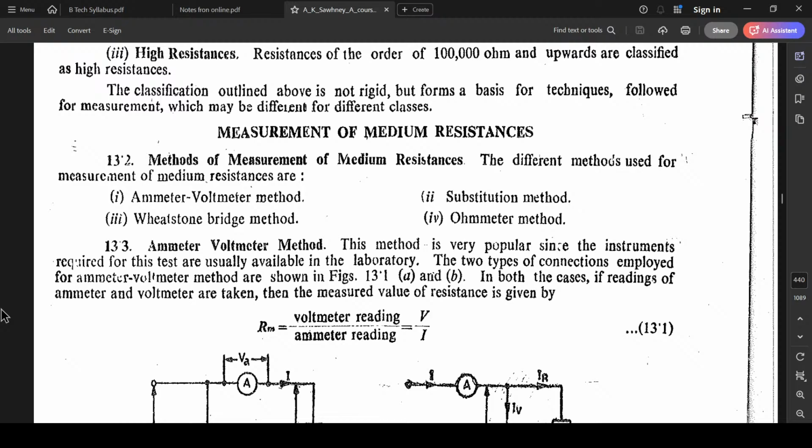Okay, let's study. Let's put the topic: medium resistance. Let's understand pages 424 to 450. So we will understand 30 pages in our brain and imprint it. The different methods are these four. The first one is ammeter voltmeter.